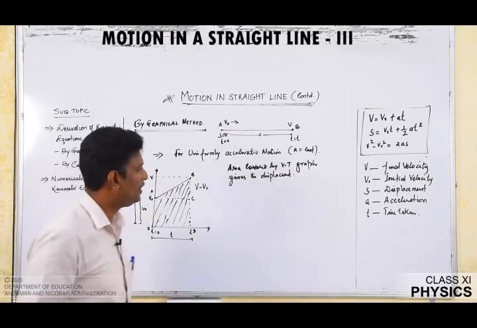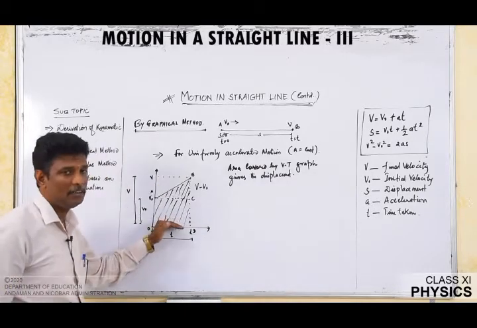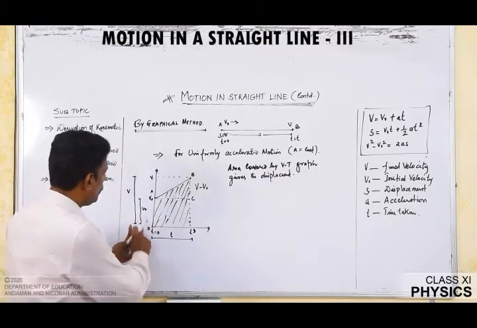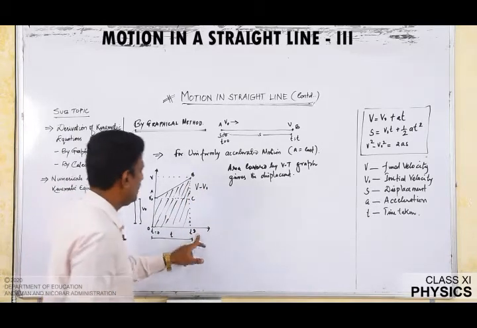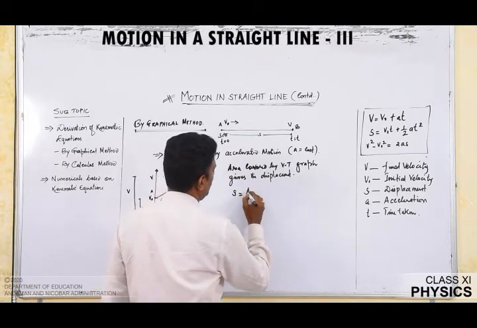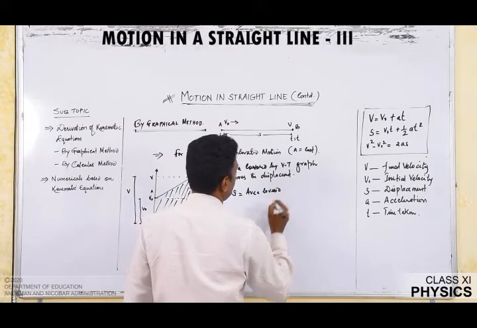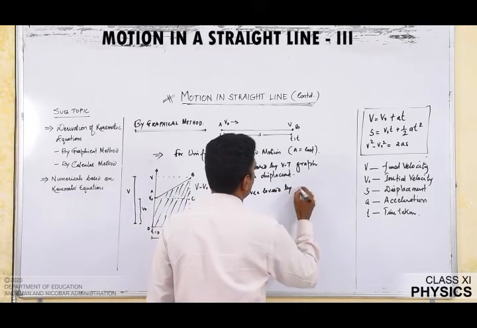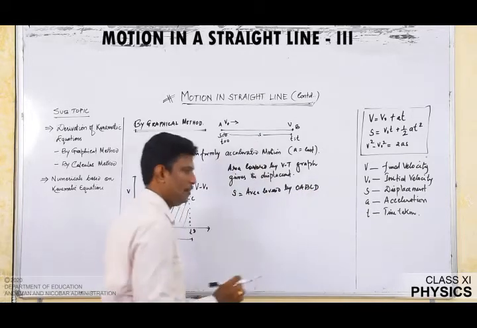Area covered by the VT graph gives the displacement. So, what is the area covered by the graph here? O, A, B, C, D. So, we can write S is equal to area covered by O, A, B, C, D.